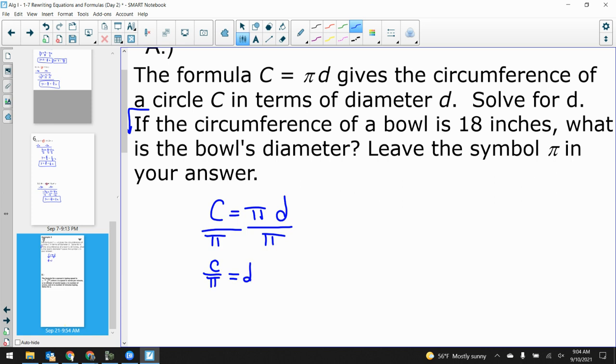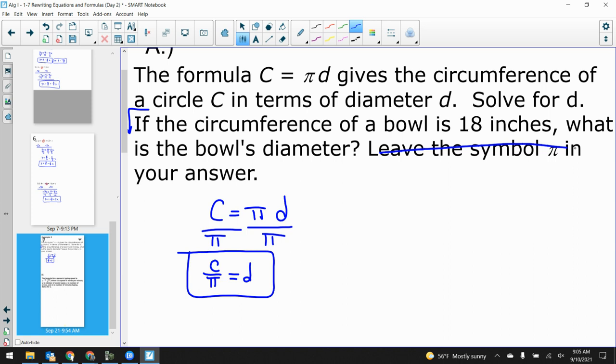So basically, the statement that we just made is that you can solve for a diameter by taking its circumference and dividing by pi. You can take any circle's circumference, the distance around the circle, divide it by the constant pi, and it will get you your diameter. So now the second part of the question says, if the circumference of the bowl is 18 inches, what's its diameter?